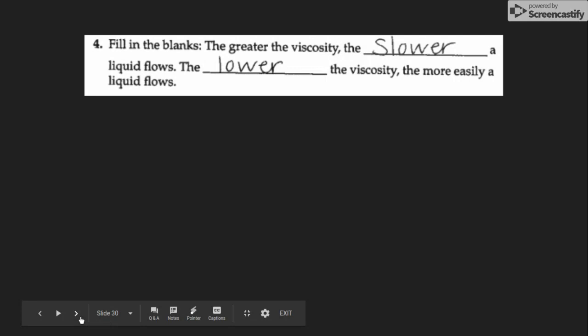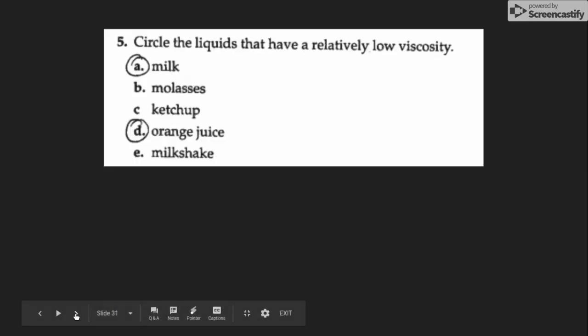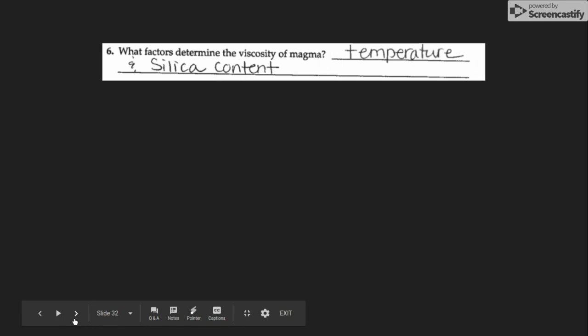Circle the statement that indicates a chemical property. B, when paper is burned, it forms ashes. And C, an iron chair will develop rust if oxygen combines with the iron. Fill in the blanks. The greater the viscosity, the slower a liquid flows. The lower the viscosity, the more easily a liquid flows. So the viscosity slows it down. Circle the liquids that have a relatively low viscosity: milk and orange juice.